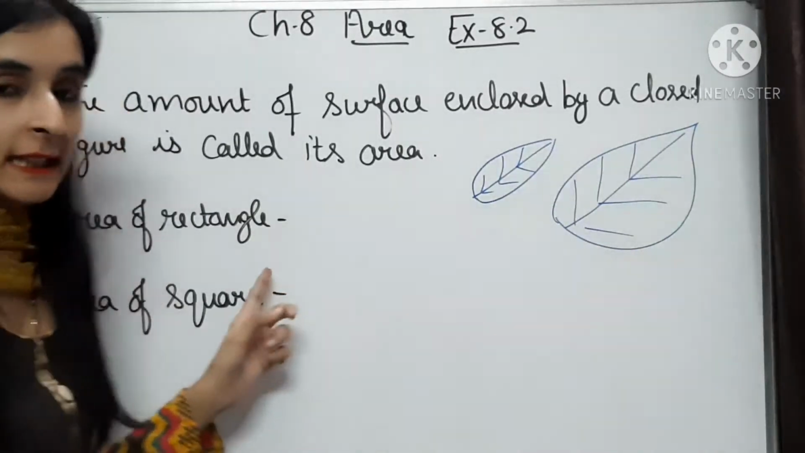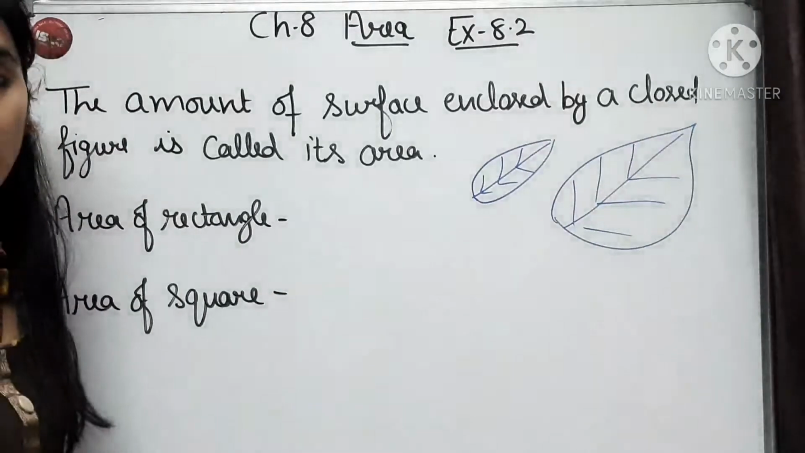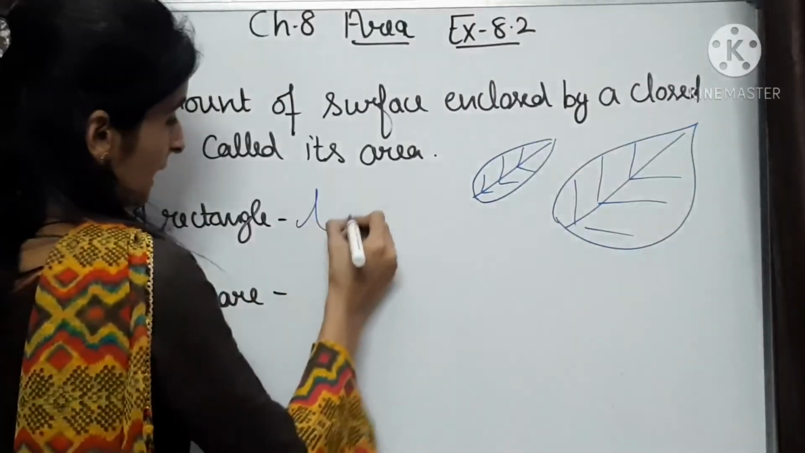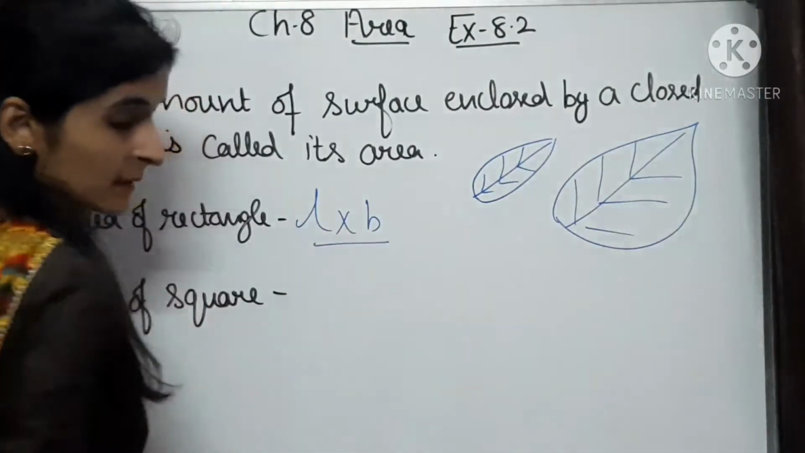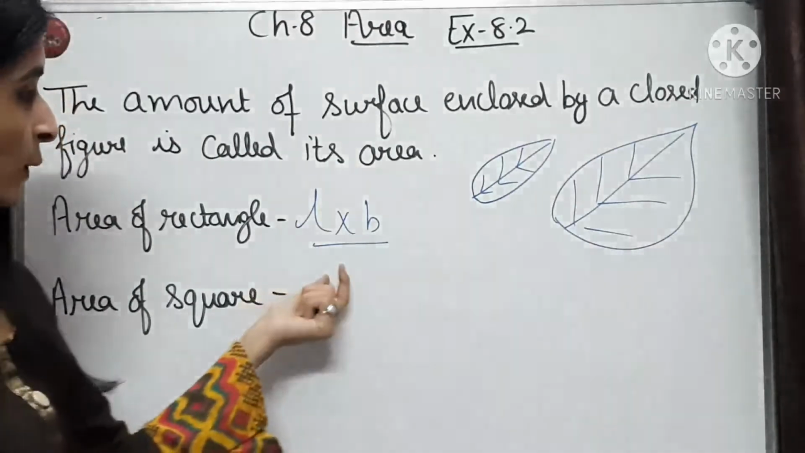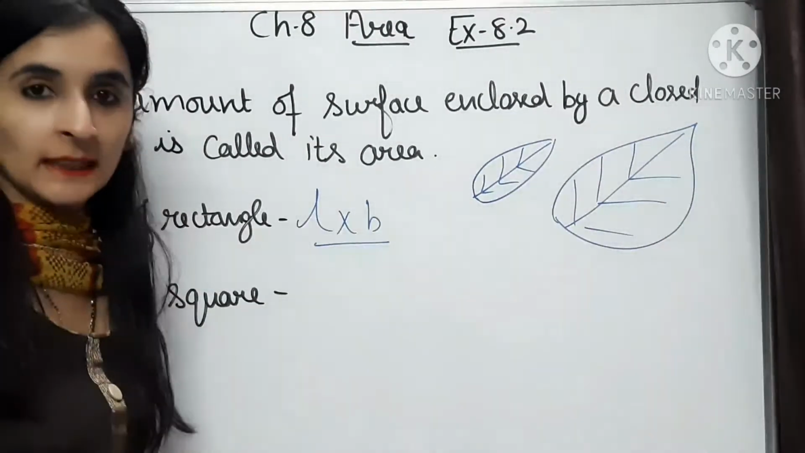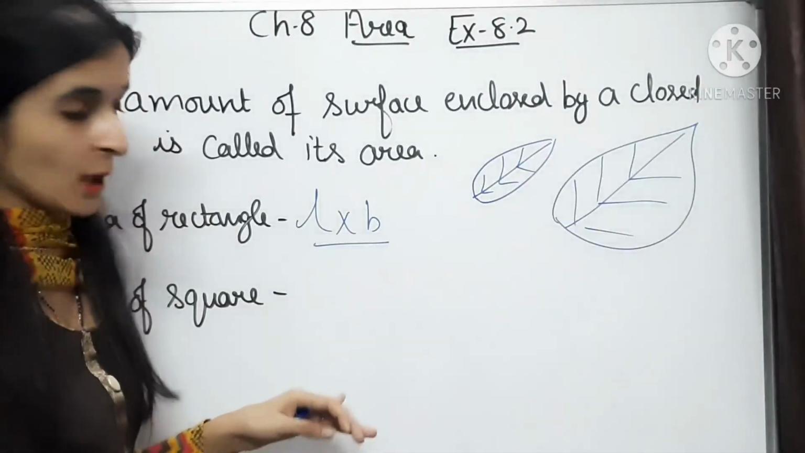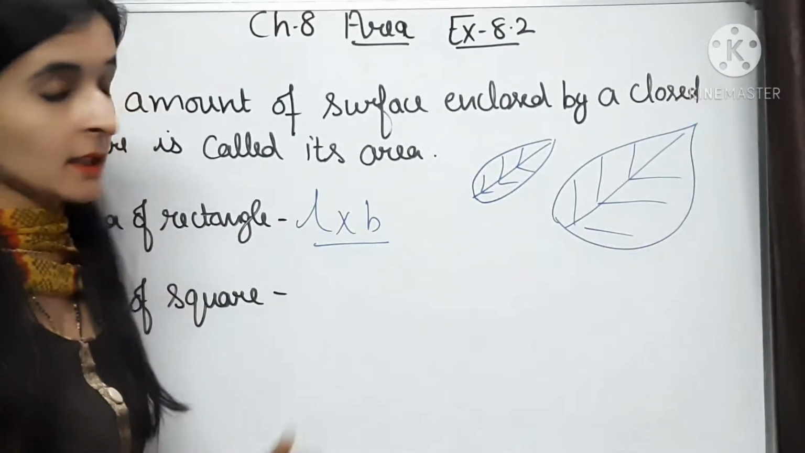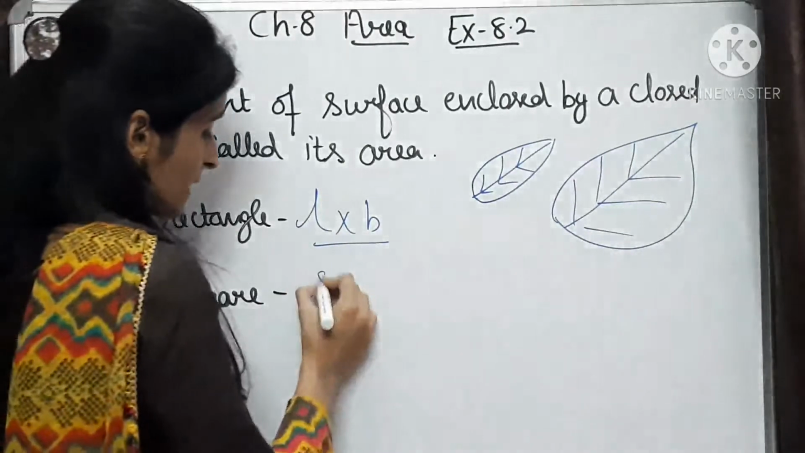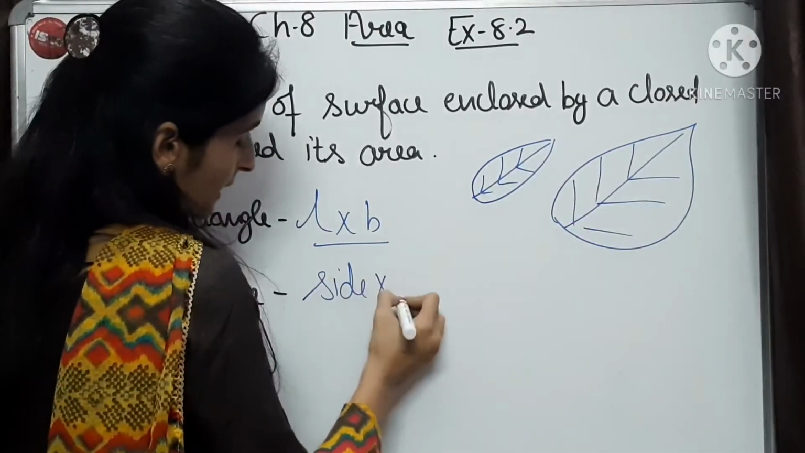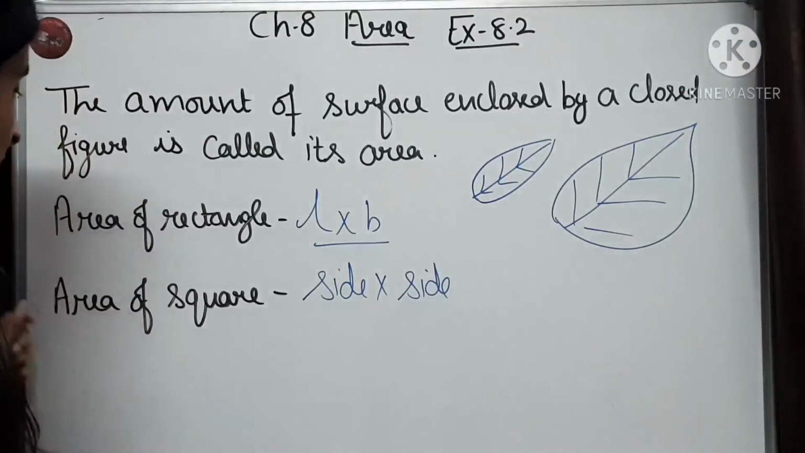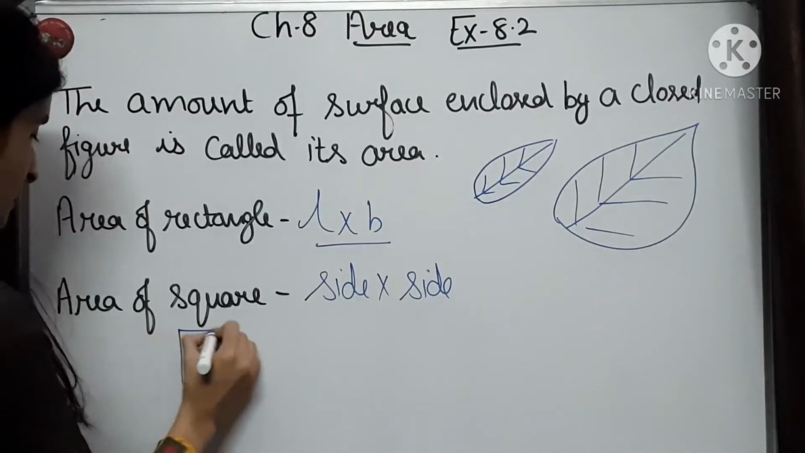So first of all, I will tell you the formula for finding area of rectangle. Formula for finding area of rectangle is length multiplied by breadth. Okay, this is the formula for finding area of rectangle. And what about area of square? When we have to find out the area of square, then the formula is side multiplied by side. Clear?